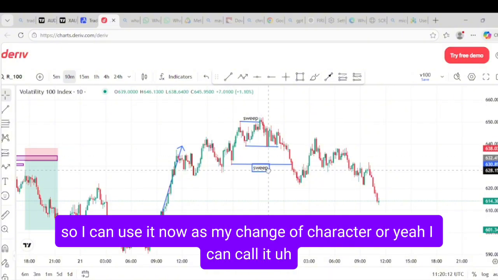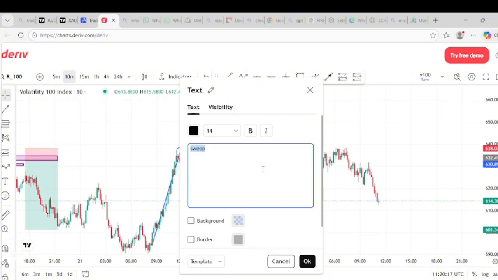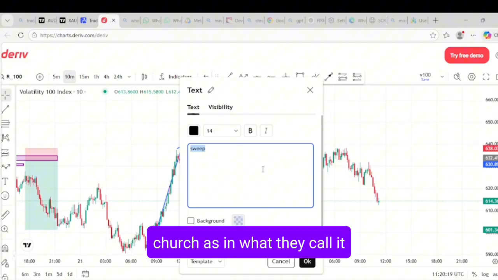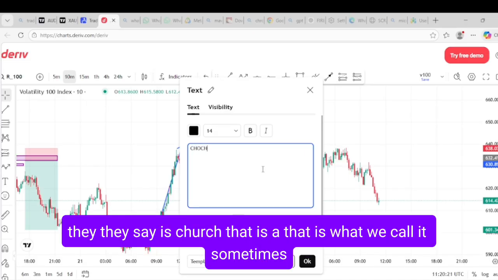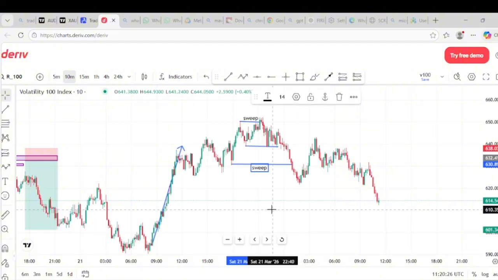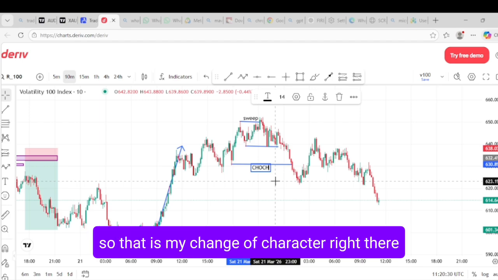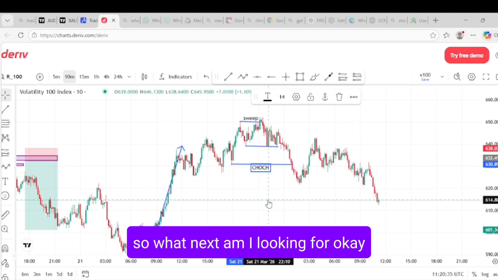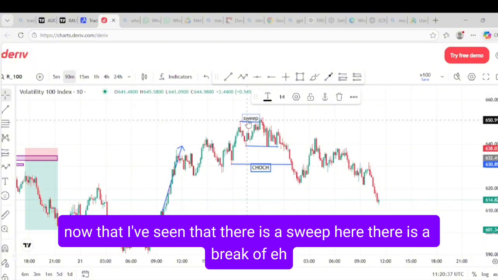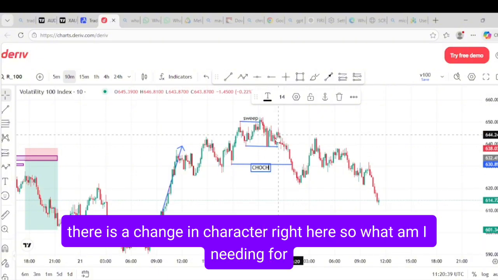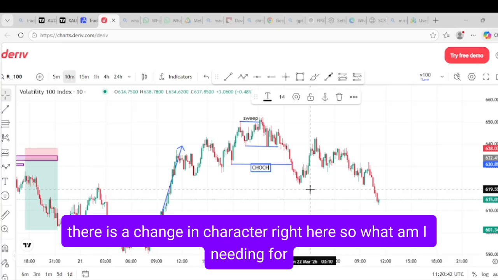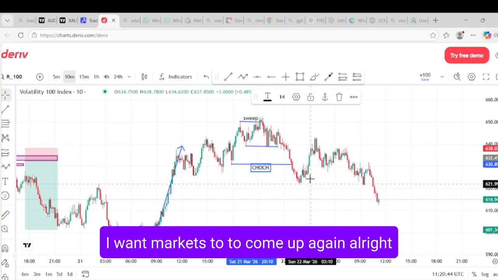So I can use here now as my change of character, or I can call it CHoCH, as they call it. That is what we call it sometimes. That's a CHoCH, right? So that is my change of character right there. What next am I looking for? Now that I've seen there is a sweep here and a change of character right here, what do I need? I want the market to come up again.